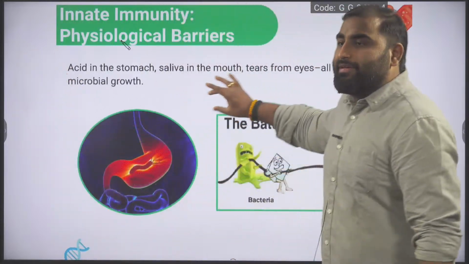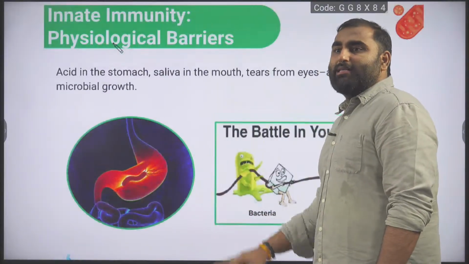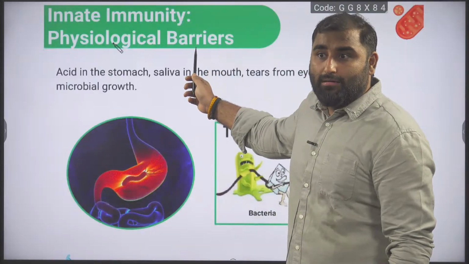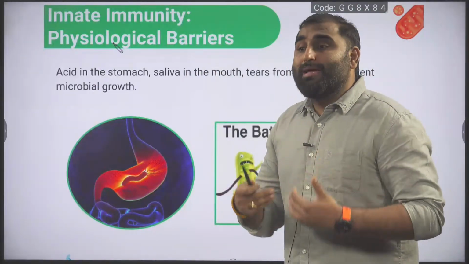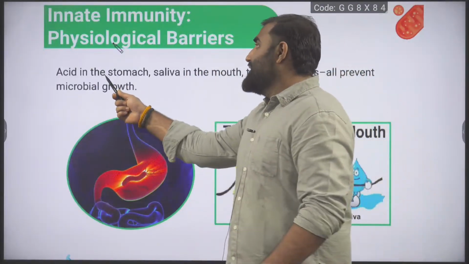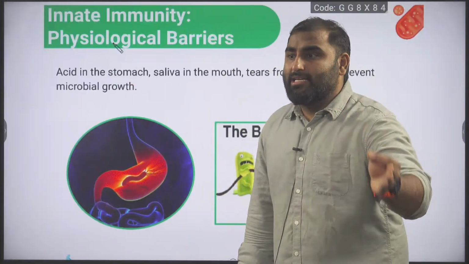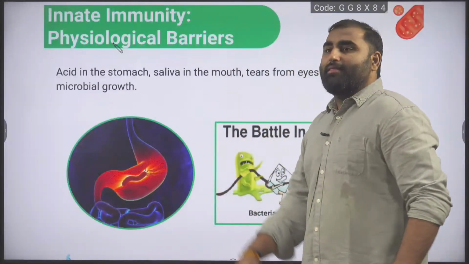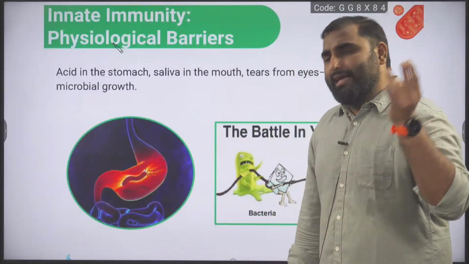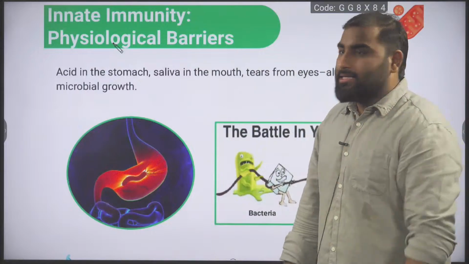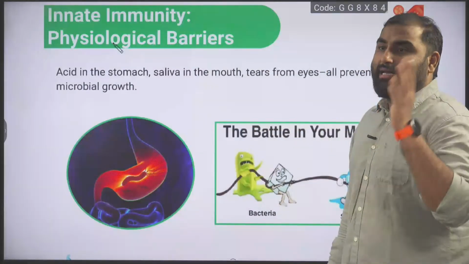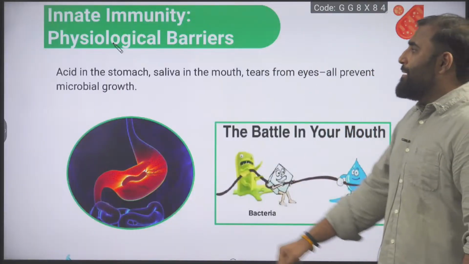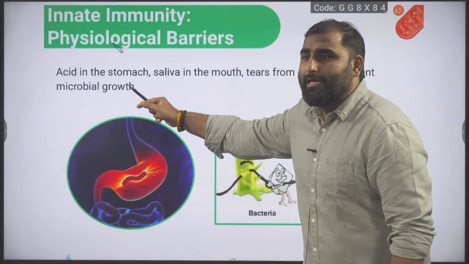Next barrier, physiological barrier. Which barrier, guys? Physiological: a body function which behaves like a barrier. Acid in the stomach is for digestion of food, but it can also kill foreign bodies. Next, saliva in the mouth contains IgA antibodies and also lysozyme to kill bacteria. Tears from the eyes also contain lysozyme, which is also antibacterial. They all prevent microbial growth, meaning microbial multiplication.